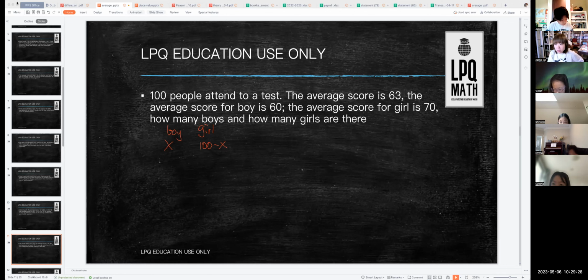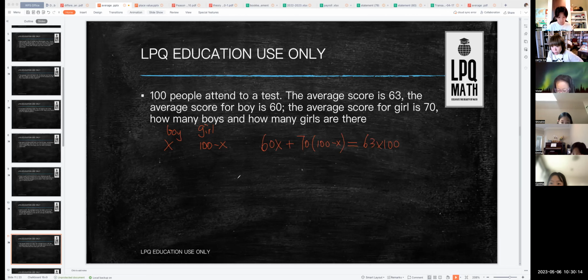Okay, everybody, let's take a look at this one. If the average score for the entire 100 people is 63, Emma, let me ask you, how many points are there altogether? 6,300. Very good. Trust yourself, okay? 63 times 100. The average score for boys is 60, and I know the number of boys is X. Is it 60X? Correct? And the average score for girls is 70. So is it 70 times 100 minus X?